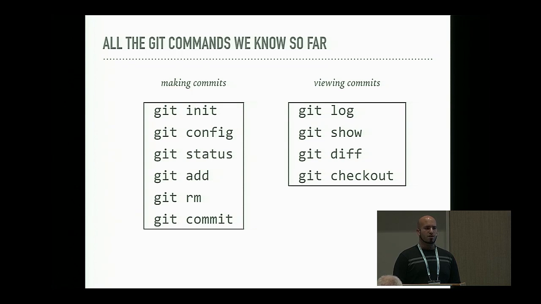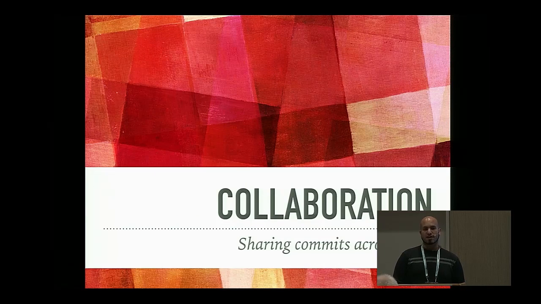All right, so I'm going to get started again. So far, we've learned how to make commits on your computer, and we've learned how to view them. But really, the core part of Git, the thing that makes Git amazing, is the collaboration that it allows you to have with other people. So now, we're going to go into a new section about sharing commits across repositories.